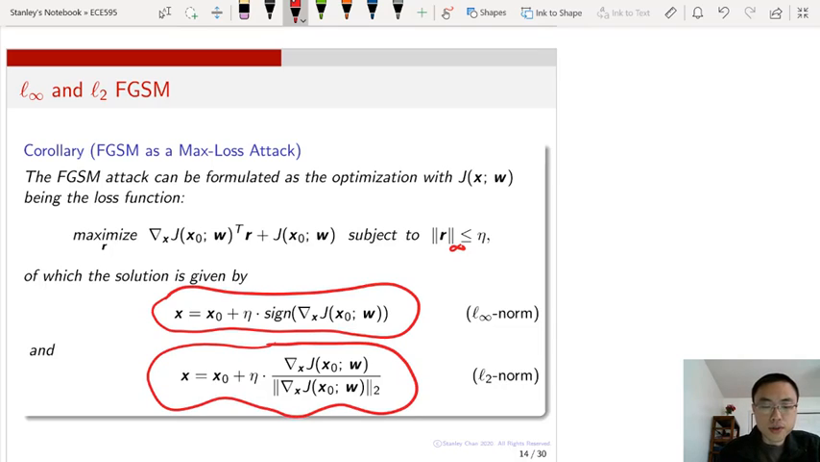Okay. Now, you see that these two equations are very similar. You also have this eta here. That will be the step size. And then the search direction: one is given by sign. The other one would be the normal vector of your loss function.